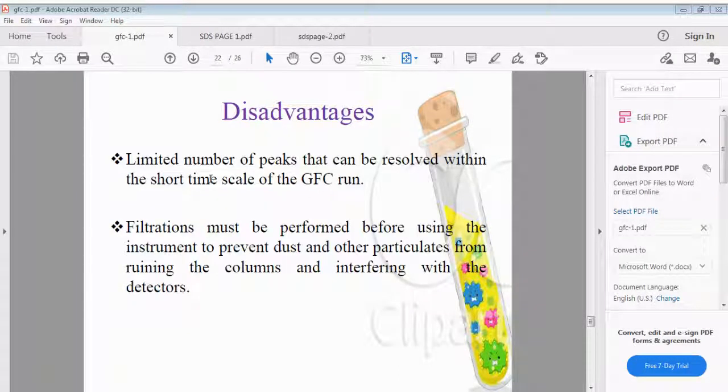So the disadvantage is a limited number of peaks that can be resolved within the short time scale. If there are many samples, it cannot be done. Filtration must be performed before using the instrument to prevent dust. So pre-filters should always be used, okay, to avoid any contamination of the mobile phase entering the column, so that the contaminants may not interfere with the sample. So when the detection comes, there should be no confusion whether it is the sample or some other contaminant.